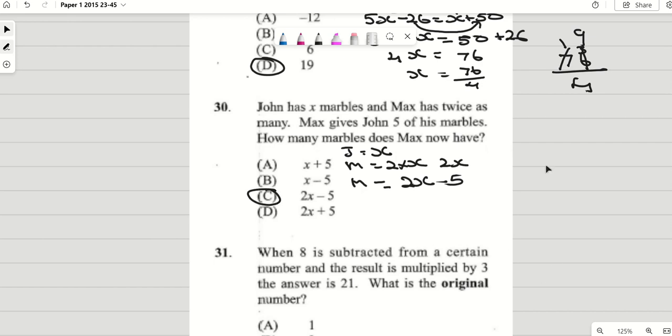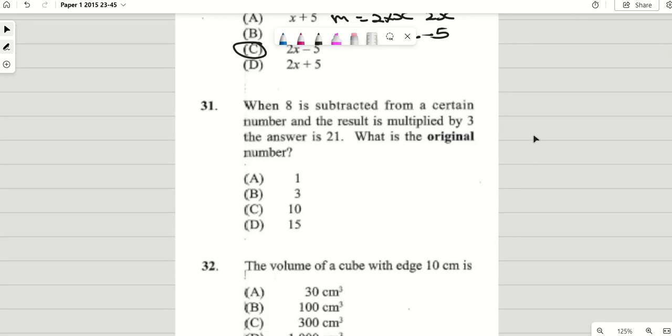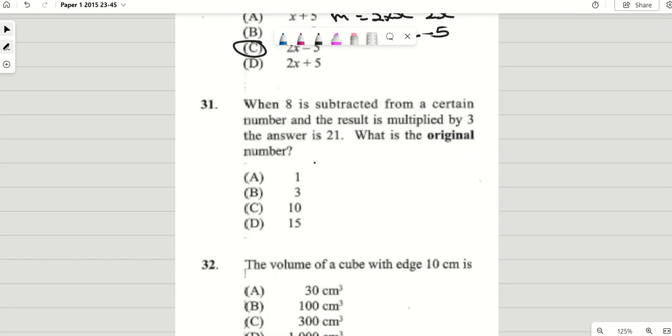Number 8, let's write this out. When they give you questions like this, write it out. When 8 is subtracted from a certain number, we're going to put x.